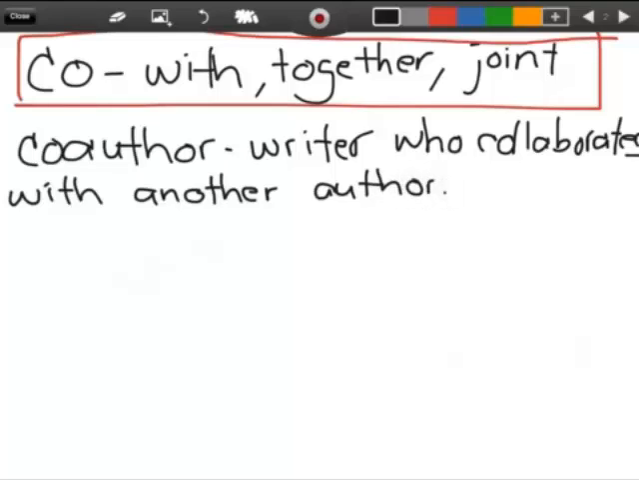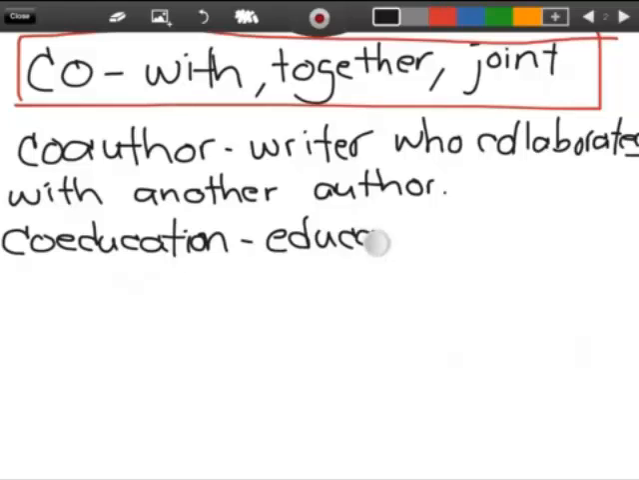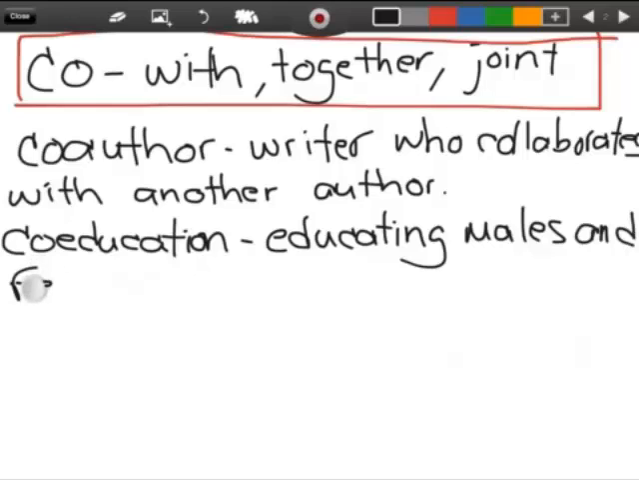I'm going to give you a second example here. Co-education, and education means, as we all know, educating, teaching. And the definition of this is educating males and females together.